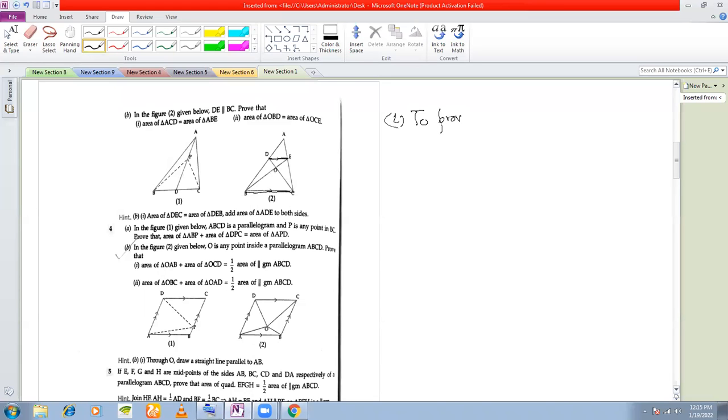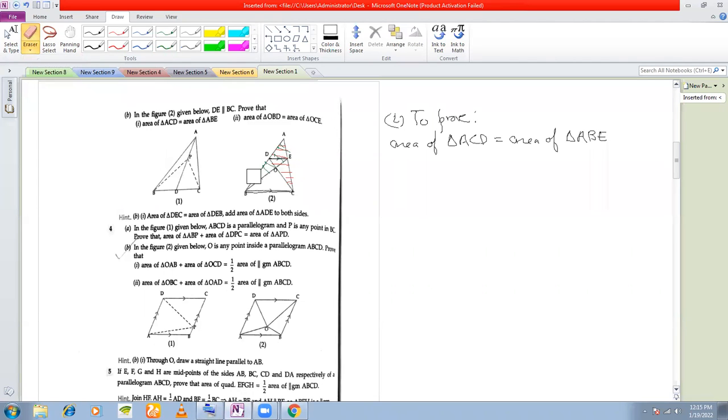Let me write it so that it is clear to you. You need to prove that area of triangle ACD is equal to area of triangle ABE. And what are the two triangles that I'm talking about? ACD is which triangle? ACD is this triangle. And ABE, not ABC, it's ABE. Which triangle is that? This triangle. You need to show that the area of these two triangles are equal.